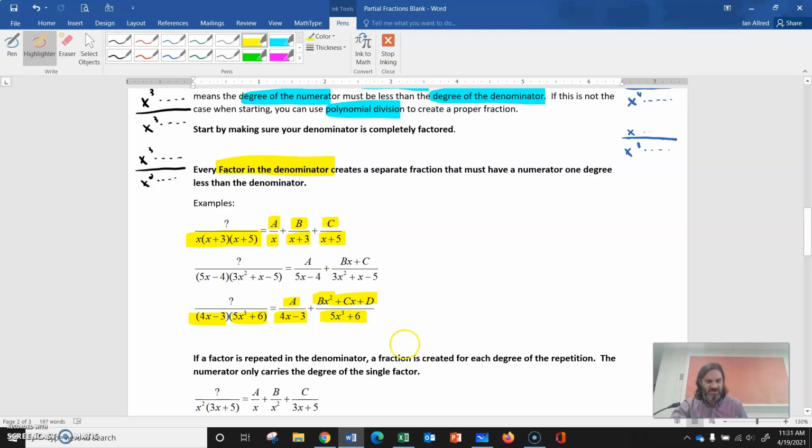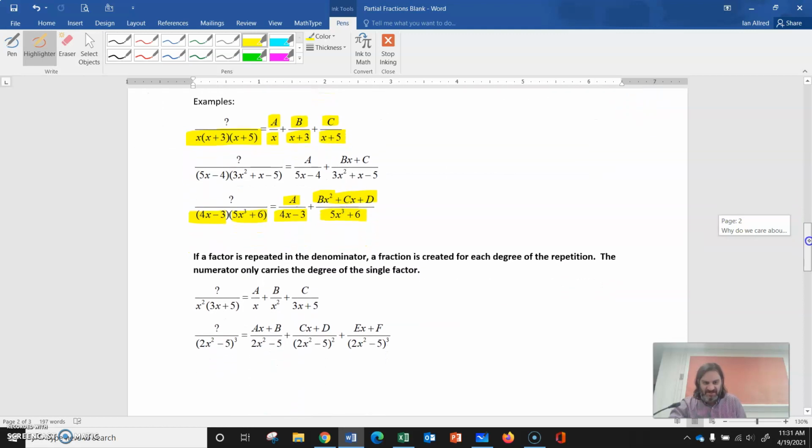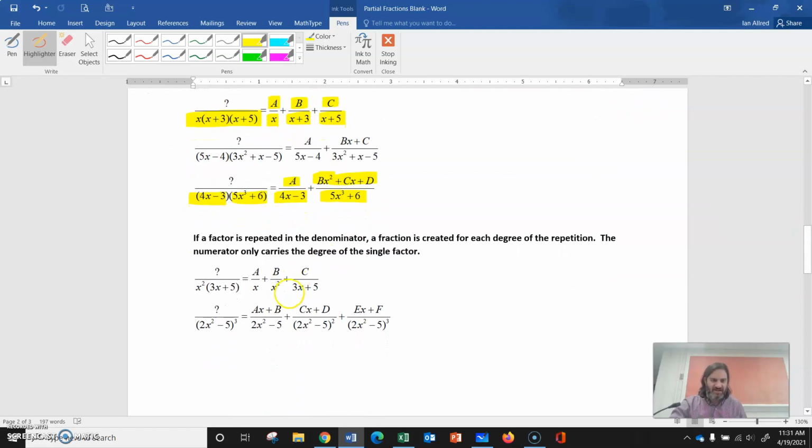Okay, because we don't know what a, b, c, or d are yet. We haven't got that far. The one exception to this is if your denominator has a repeated factor. Okay, this is handled a little bit differently. So if all your denominators are different and only show up once, use the above method. If anything is a factor more than once, you're going to tweak it just a little bit.